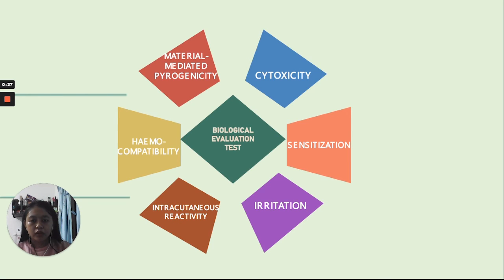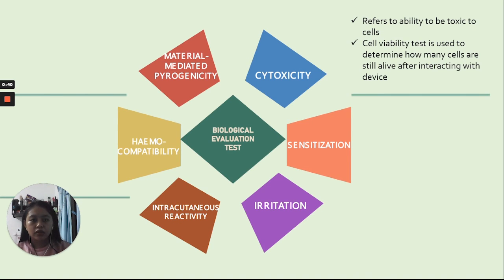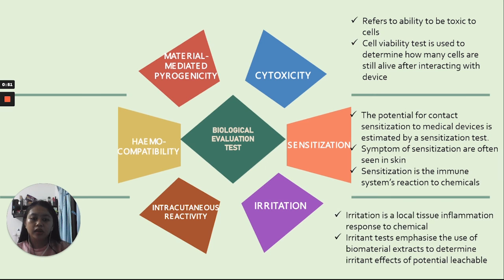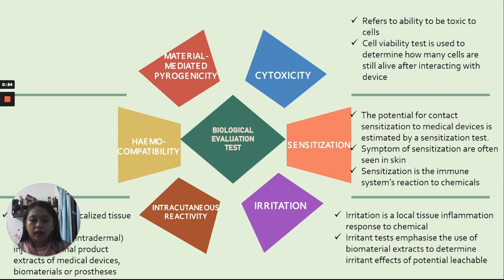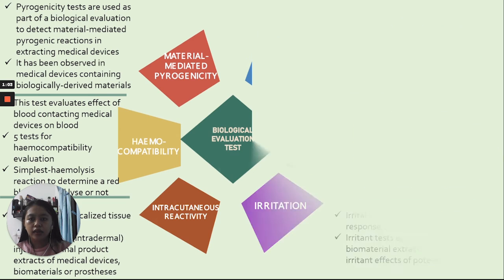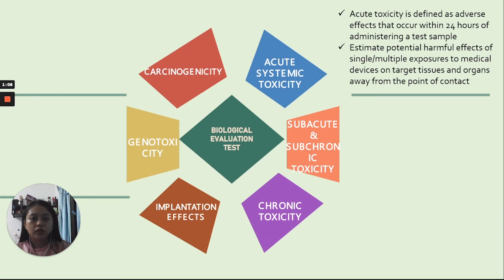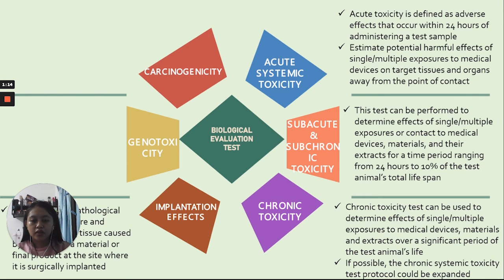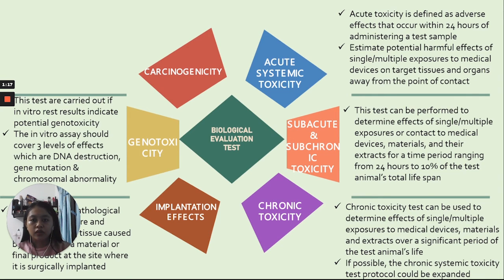There are several biological evaluation tests. First is cytotoxicity, which refers to the ability to be toxic to cells. Second is sensitization, which is the immune system's reaction to chemicals. Next is irritation, and then intracutaneous reactivity, hemocompatibility, material-mediated pyrogenicity. Other than that, there are also acute systemic toxicity, subacute and subchronic toxicity, chronic toxicity, implantation effect, genotoxicity, and also carcinogenicity.